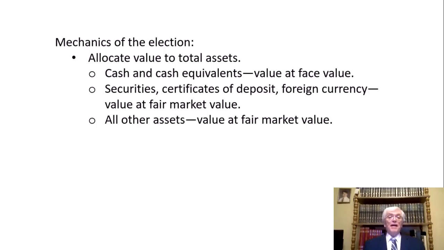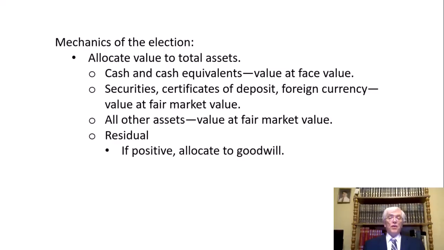Anything left over, the residual, goes to goodwill if it's positive. If you have extra money left over after you valued all the corporate stock, what you bought plus what you didn't buy, now allocate that positive residual to goodwill. And remember, when you're talking about goodwill for tax purposes, that is amortizable over a 15-year period. That is not the case with goodwill for financial accounting purposes.